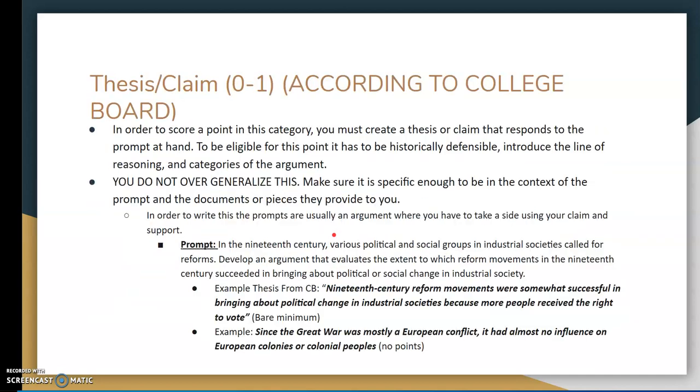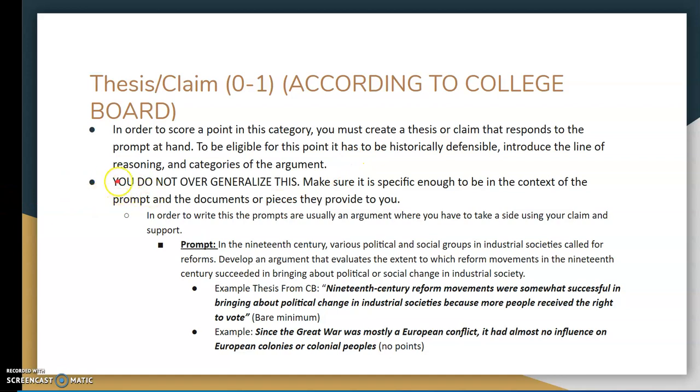So, of course, the first point that they're scoring you on is the thesis, the claim. And of course, you can either get 0 points or 1 point in this category. So in order to score a point, you must create a thesis or claim that responds to the prompt at hand. And to be eligible for this point, it has to be historically defensible, introduce a line of reasoning, and categories of the argument.